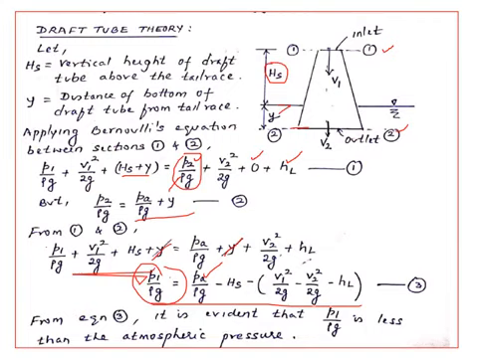So these two equations are used in solving the problems. We'll take up draft tube theory problems and see how to calculate Pa by rho g, how to calculate the depth of immersion, that is Y, or to calculate Hs, that is the portion that is above the tail race.